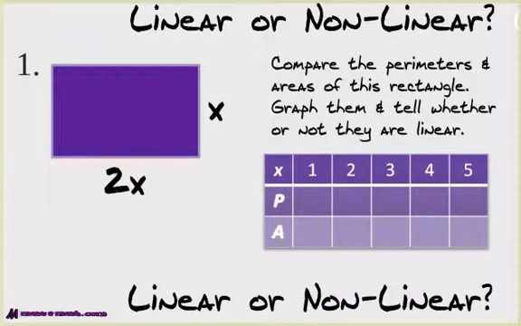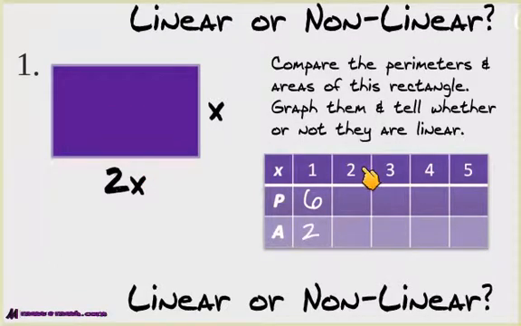Take our pen here and our perimeter. If this is 1 and this is 1, my perimeter would be 1 plus 1 plus 2 plus 2. So 4 plus 2 is 6. So my perimeter is 6. Now my area would be 1 times 2, which is 2.